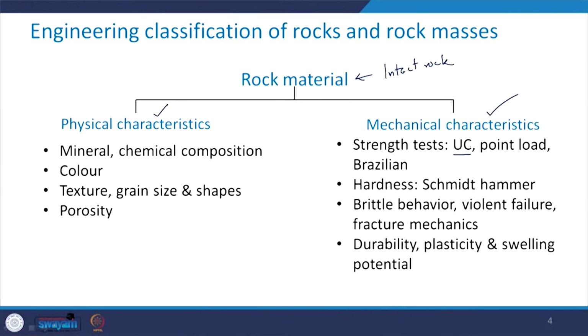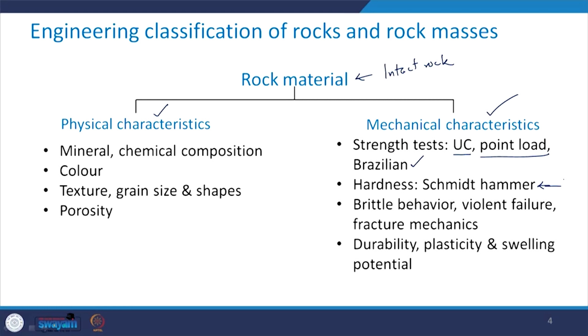As far as mechanical characteristics are concerned, we have seen that with the help of different strength tests, we can find out the unconfined compressive strength. Then we can carry out point load tests, and we can carry out the Brazilian test in order to get the tensile strength. Then we can carry out the Schmidt-Hammer rebound test, which gives us an idea about the hardness of that rock.